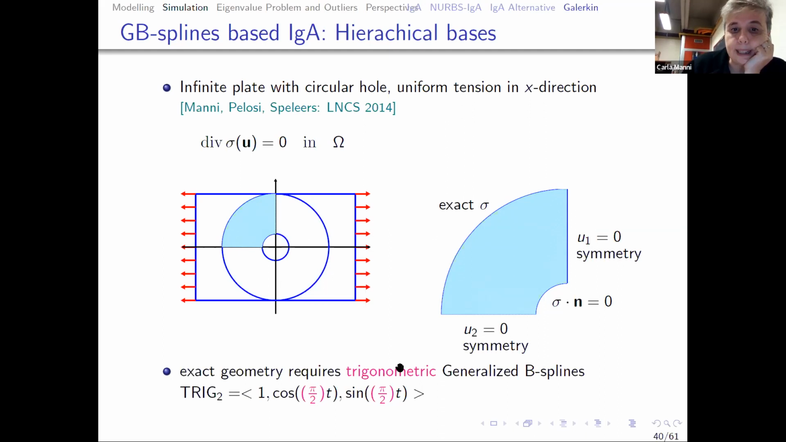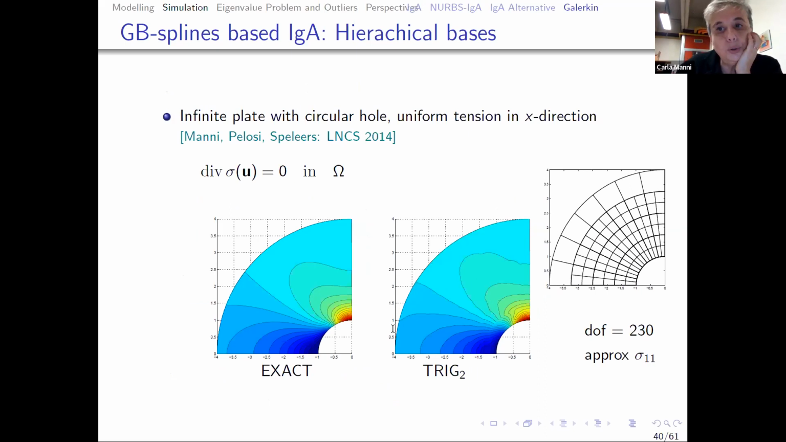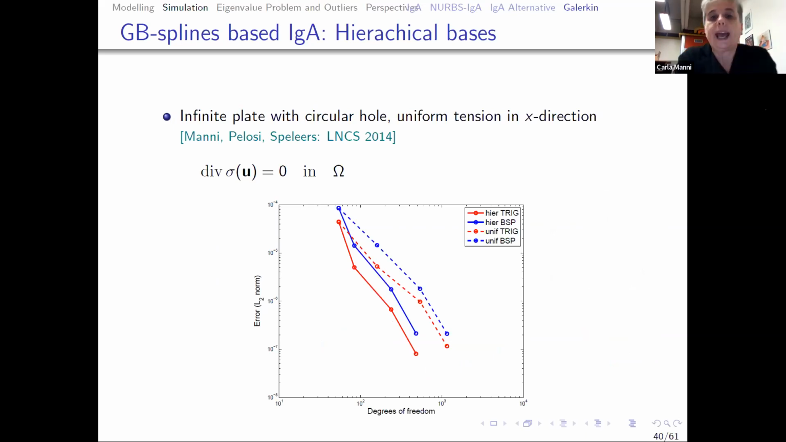As I told you, how to choose the spaces? Well, it depends on the problem that you have to solve. Let me be quick. As an example, here is a standard elasticity problem. It is an infinite plate with a circular hole, and you have a stretching in the x direction. By symmetry, this is your physical domain. Since you have a circle here, it is quite natural to use this space to represent the geometry. In this way, you have an exact representation of your geometry. And indeed, if you do so, this is the behavior of the stress.